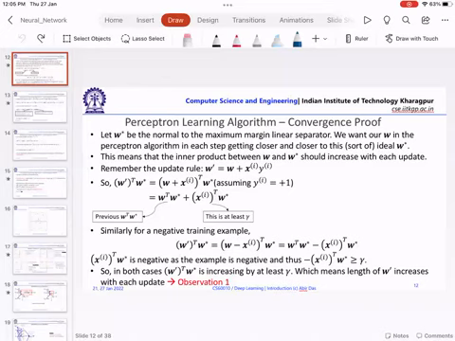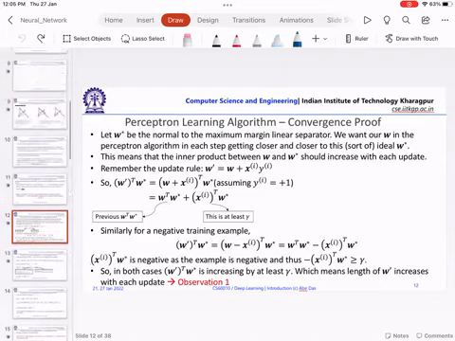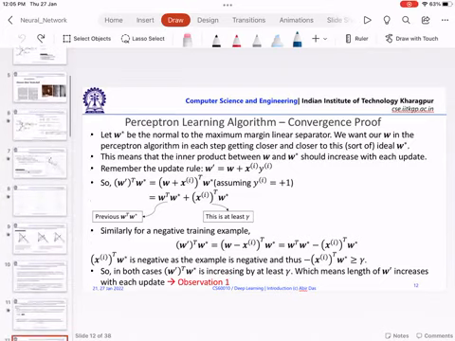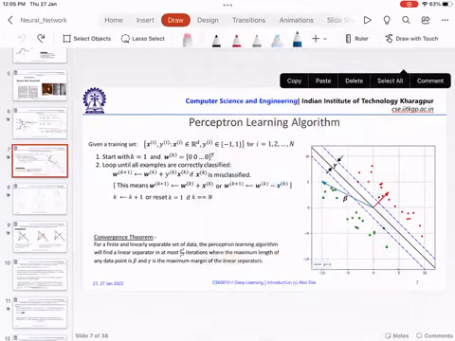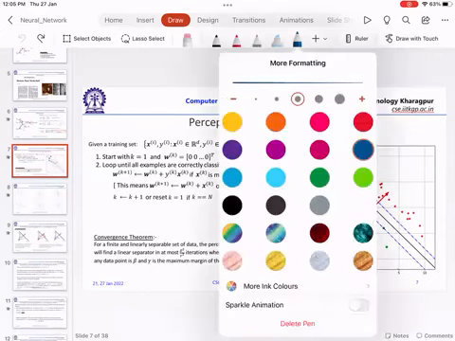So what have we seen till now? About that proof of convergence for the perceptron learning algorithm. What are we trying to prove? Let me go to that algorithm. So the perceptron learning algorithm says that, what is happening?